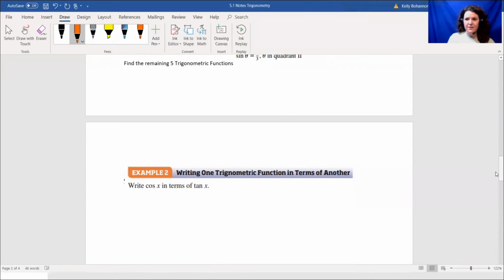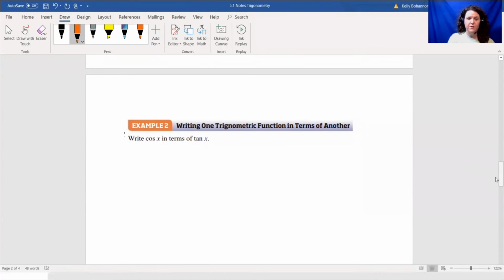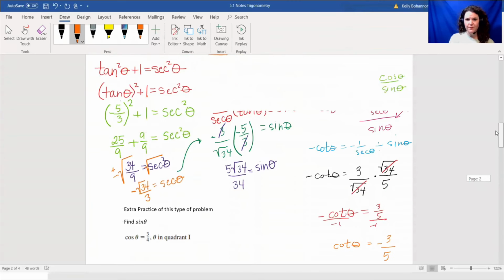All right, so this next one is a little bit more difficult. They want us to write cosine in terms of tangent. So they want us to take cosine and find a way to write it with tangents. I'm going to look and see if I have anything that already relates the two that I can work with.